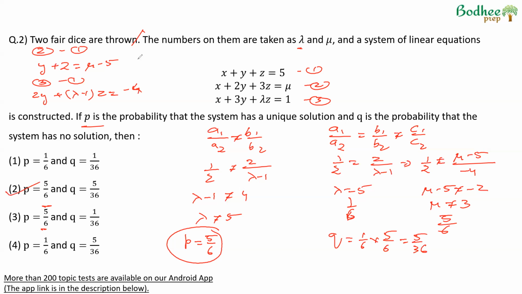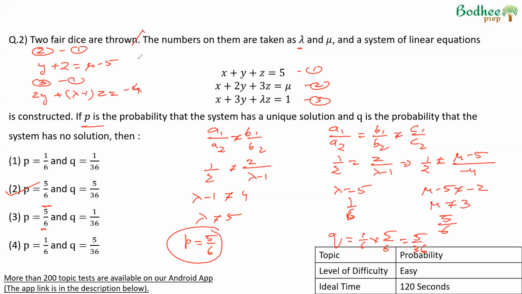I think this is a relatively easy question in terms of concept. There are 3 different concepts involved, but all of them are basic concepts. The numbers are also manageable, so about 2 to 2.5 minutes to solve.